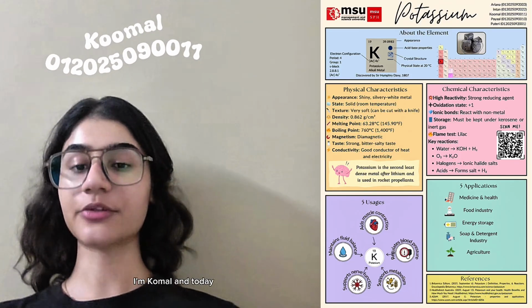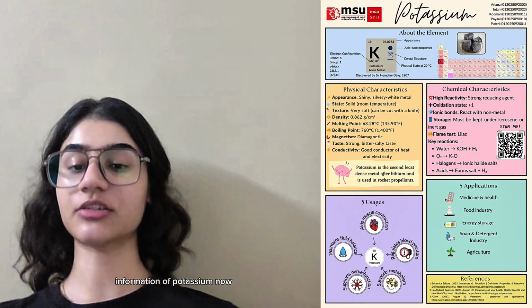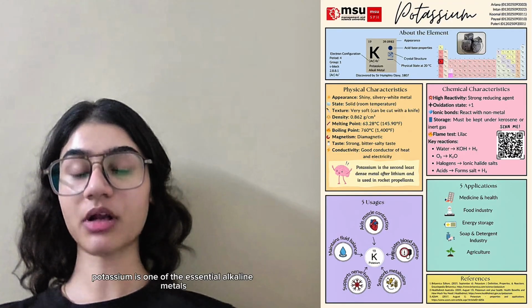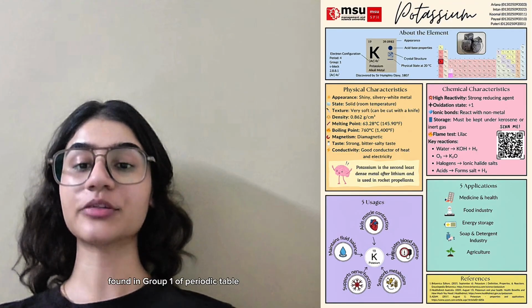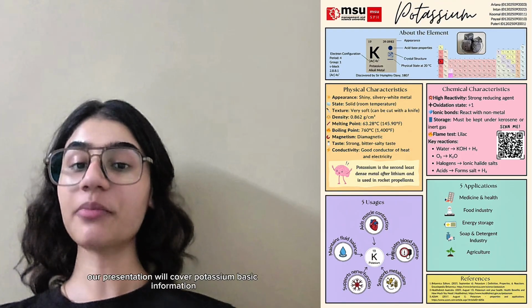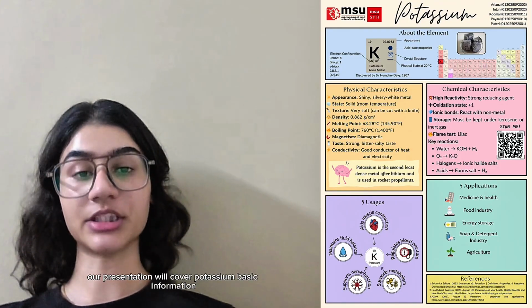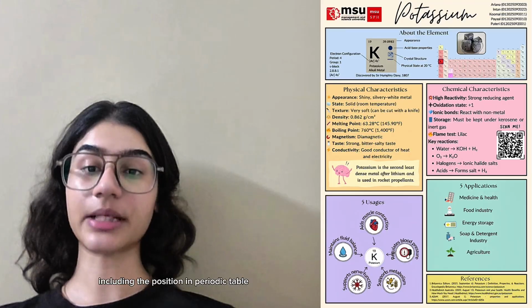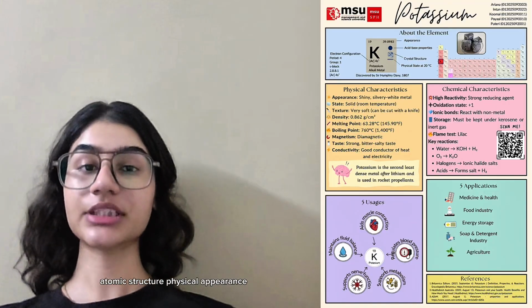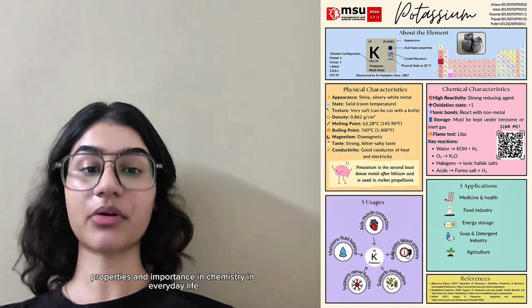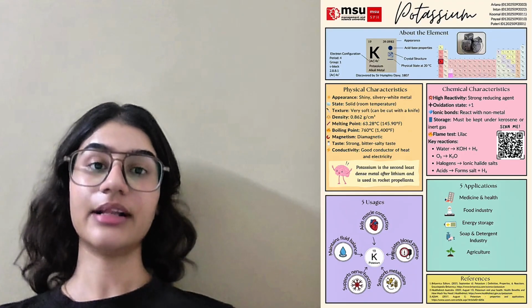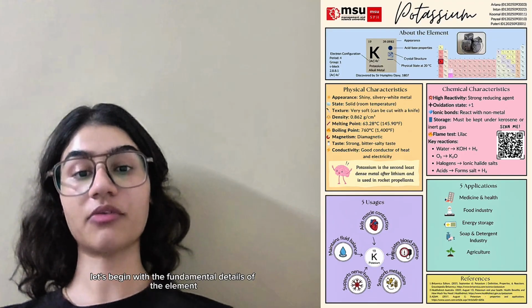I'm Komal and today I'll be talking about the basic information of potassium. Now, potassium is one of the essential alkali metals found in Group 1 of the periodic table. Our presentation will cover potassium basic information, including the position in the periodic table, atomic structure, physical appearance, properties, and importance in chemistry and everyday life. Let's begin with the fundamental details of the element.